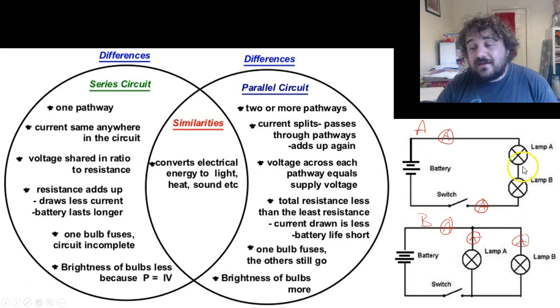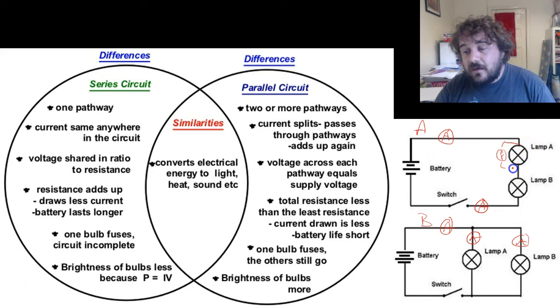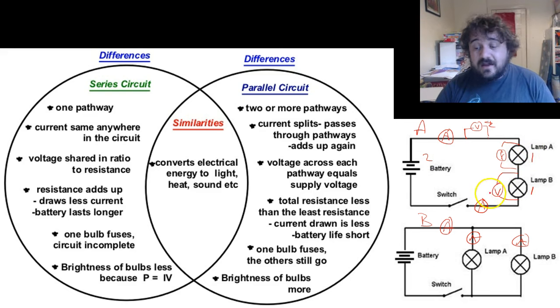Now, what this means is if you put a voltmeter here and another voltmeter here, if these two lamps or light bulbs are exactly the same, you would get the same voltage, and it would be an even split. If you put a voltmeter here, say the total voltage here was 2, just for the sake of it. This would read as 2, whereas here you would have 1 and 1. The voltage would be split evenly.